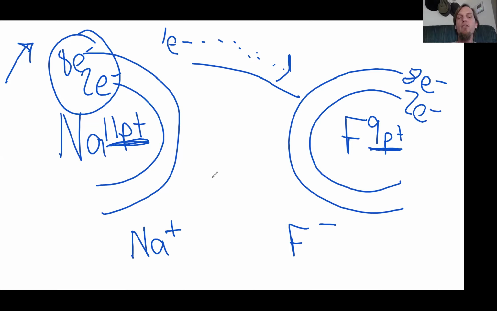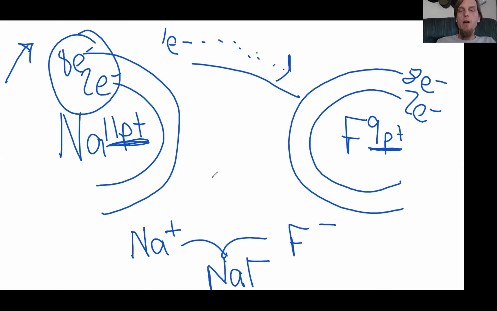So the way I'm writing this is how we denote ions. We put that positive or negative. Now, in this case, it was easy. It's only a one. If it were two, we'd put the two right next to it, but it's not. So we have a sodium ion and a fluoride ion. When this reaction occurs, it's just like lightning. And very quickly, we're going to form something called sodium fluoride.